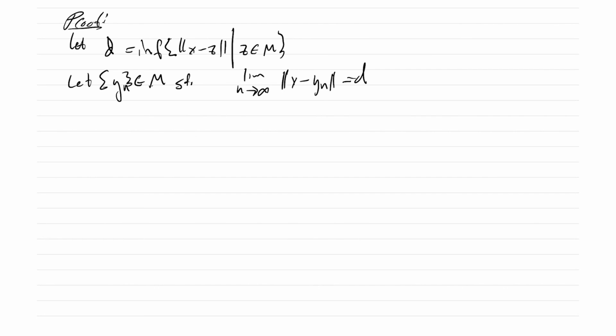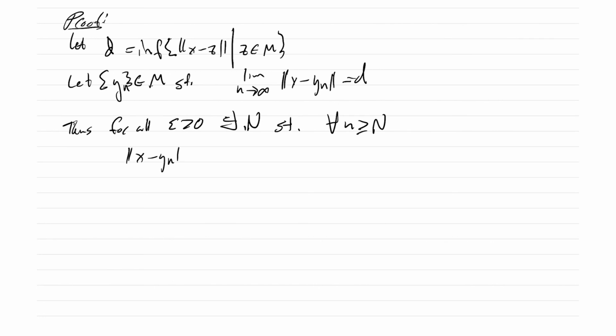Okay, so thus, for all epsilon greater than 0, there exists an N such that for all n greater than or equal to N, we have that ||x - y_n|| is less than or equal to D plus epsilon. All right, so now we want to show that y_n is a Cauchy sequence.